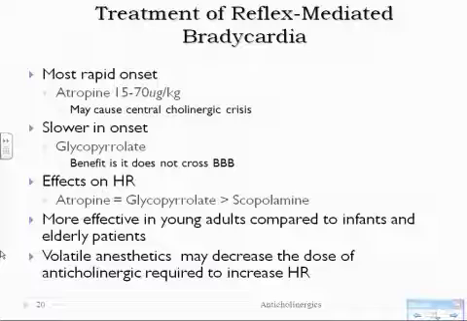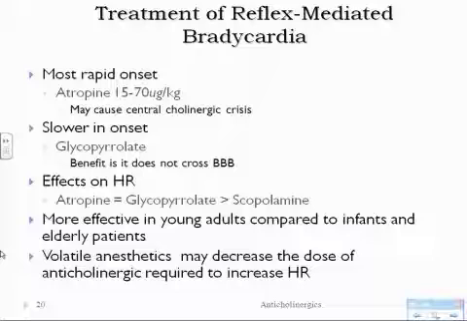For reflex-mediated bradycardia, the most rapid onset, the most appropriate drug for somebody who's in severe bradycardia is atropine. You give it at 15 to 70 micrograms per kilo, which is at least 0.4 to 0.6 milligrams IV. And the bad side to it is it possibly causes a central cholinergic crisis.